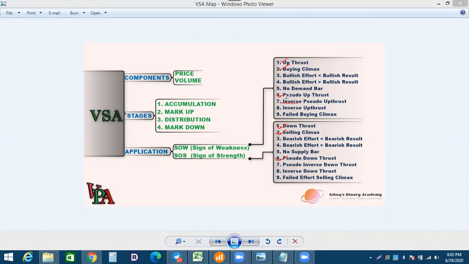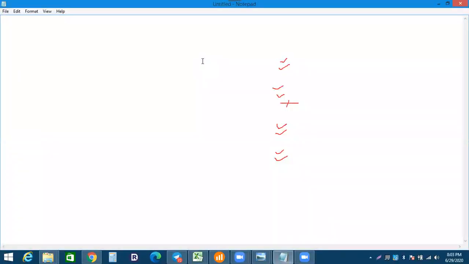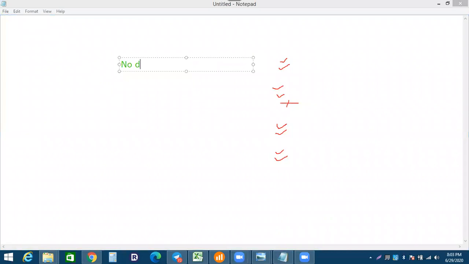Okay, this we will start from after the two signals. No demand bar, no supply bar. Okay, now we will study the no demand bar and no supply bar. Okay, no demand bar and no supply bar.